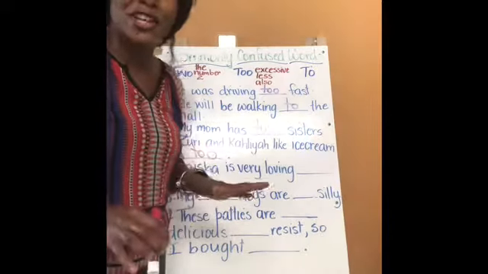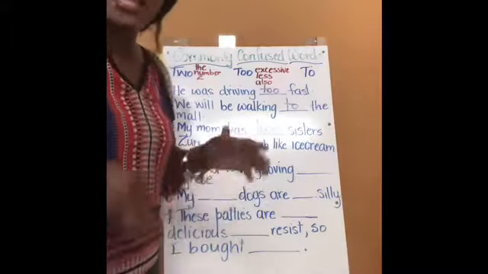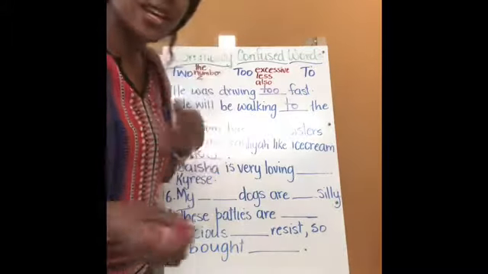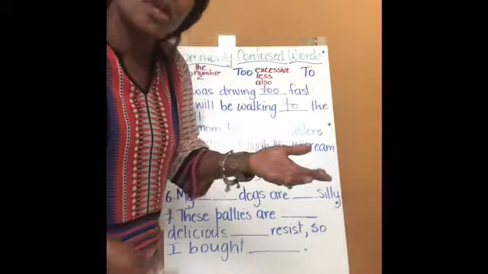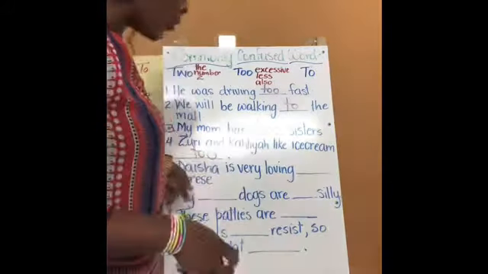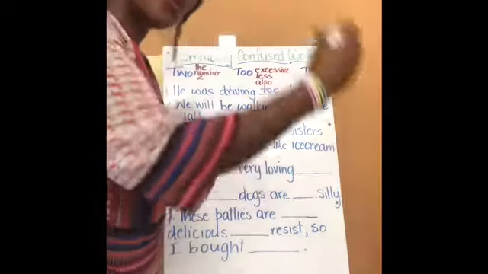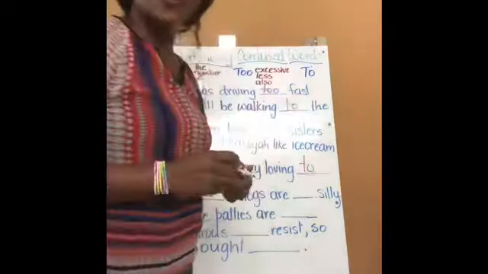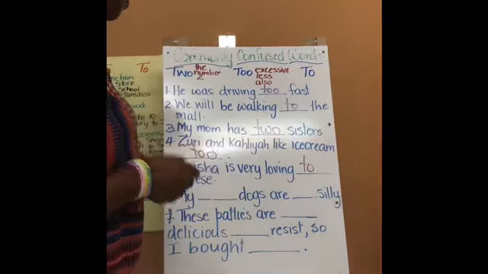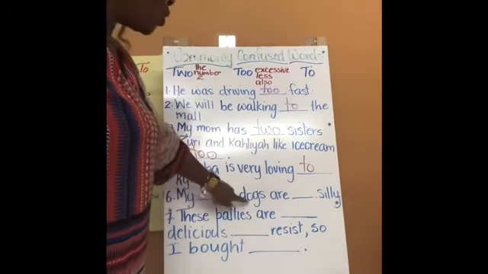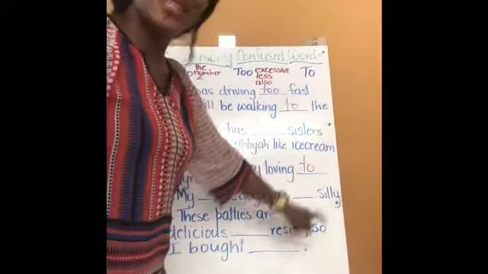Daisha is very loving to KAYIE'S. Always think about your definition. This is showing that someone is receiving an action. Daisha is being loving, but who is getting the love? KAYIE'S. So Daisha is very loving. Which one means to receive an action? TO. To KAYIE'S.